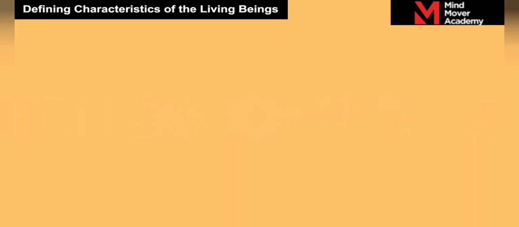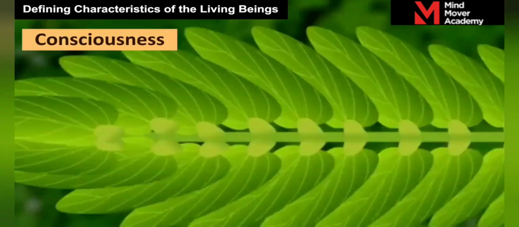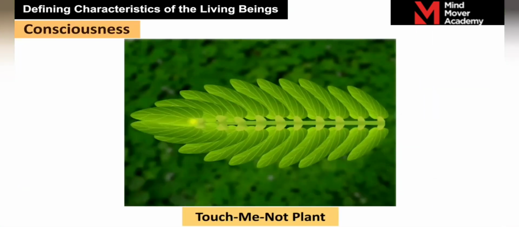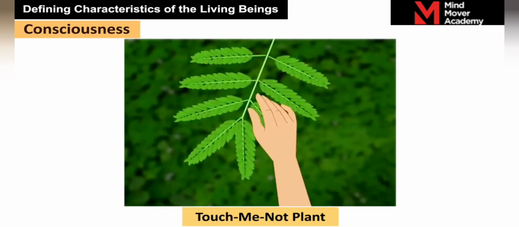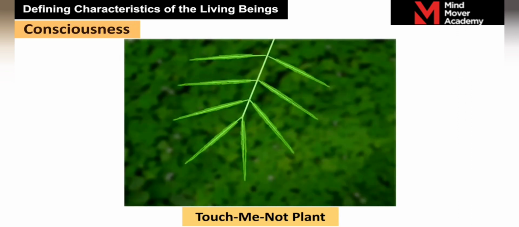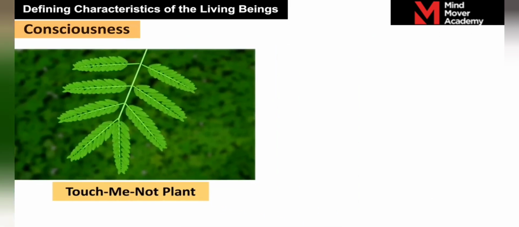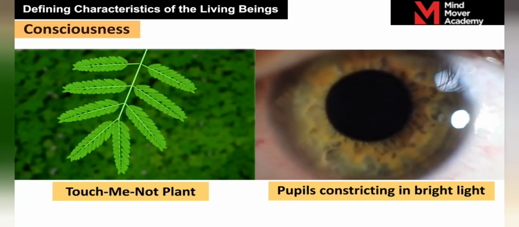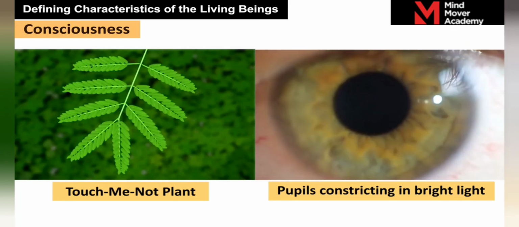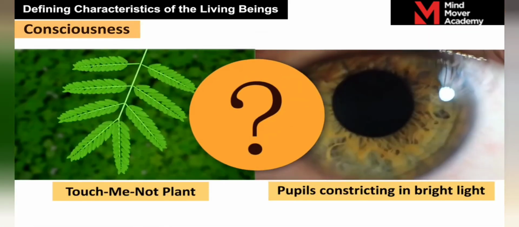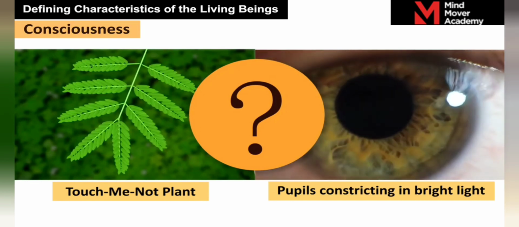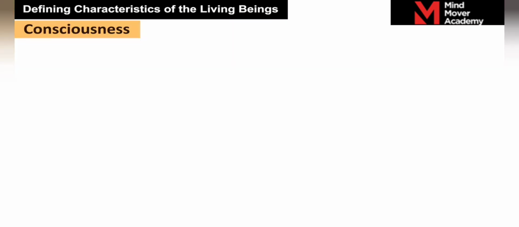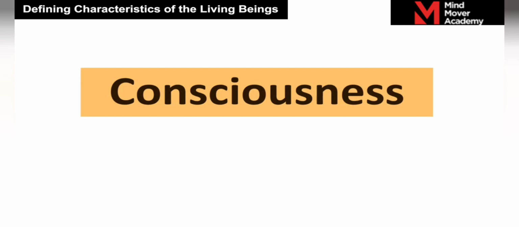Alright students, now let's talk about consciousness. You might have had experiences with the leaves of a touch-me-not plant. Now what happens with these leaves? The leaves of this plant fold when you touch them. Let us take another example. Your pupils constrict when your eyes are exposed to bright light, isn't it? So students, can you relate these experiences to a characteristic of a living organism? Yes, you're right. Here we are referring to consciousness. So how do we define consciousness?